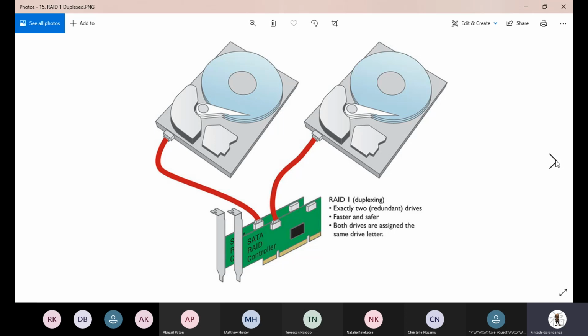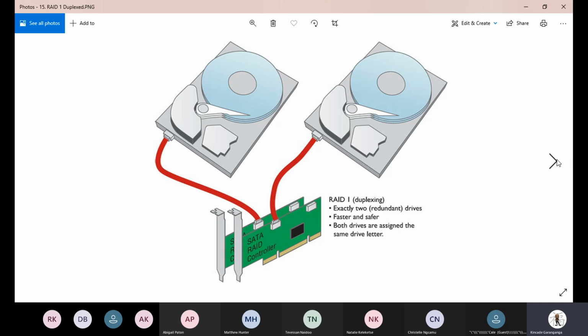So mirroring and duplexing literally are both redundant. The only difference is that when you're looking at a mirrored architecture, it's slightly slower because you're using one controller for access. With this one, it's slightly faster. Why? Because you've got dedicated controllers for each of the drives that you've got there.